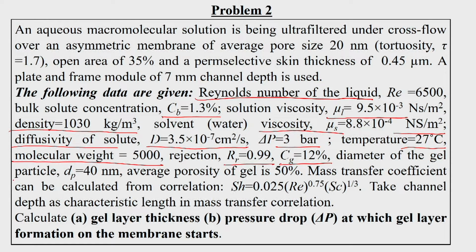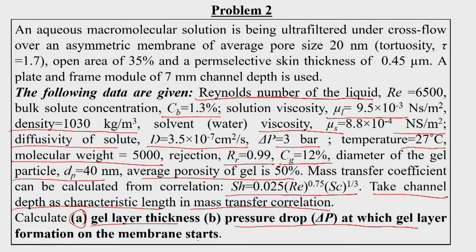And the average diameter of the gel particle, dP, is equal to 44 nanometer, and the average porosity of the gel is 0.5. The mass transfer coefficient can be calculated from this correlation: the Sherwood number is equal to 0.025 into Reynolds number to the power 0.75 and Schmidt number to the power 1/3, and we need to take the channel depth as the characteristic length in this mass transfer correlation. Now, we need to calculate the gel layer thickness and the pressure drop at which gel layer formation on the membrane starts. So, we need to solve this problem.